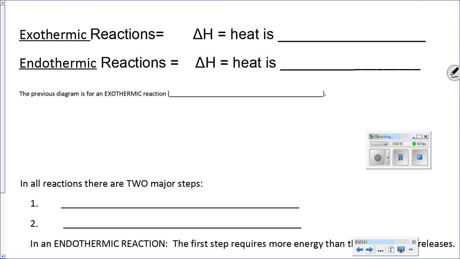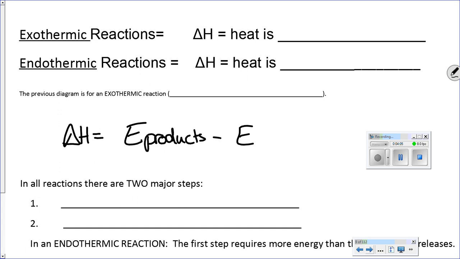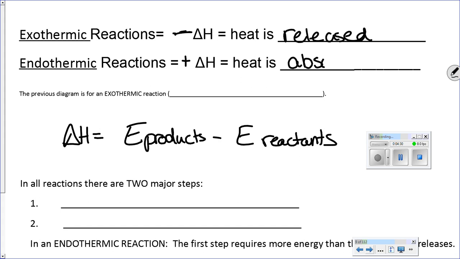So when we have an exothermic reaction, because we're ending lower, whenever we figure out our delta H, it is the energy of the products minus the energy of the reactants. Therefore, if we end lower, we have a negative delta H, and heat is being released to the surroundings. Whereas in an endothermic reaction, since we're ending higher, it's a bigger number minus a smaller number, so a positive delta H, and heat is being absorbed.